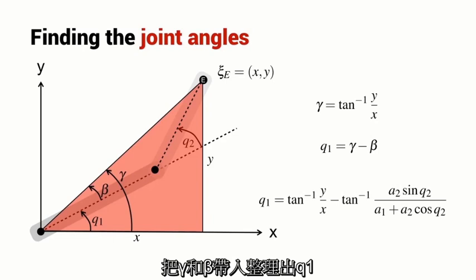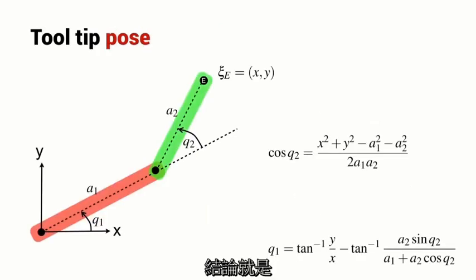Quite a complex relationship. It gives us the angle of joint 1, that's q1, in terms of the end effector coordinates y and x, and a bunch of constants, a1 and a2, and it's also a function of the second joint angle q2. So let's summarize what it is that we have derived here. We have an expression for the cosine of q2, and we have an expression for q1.